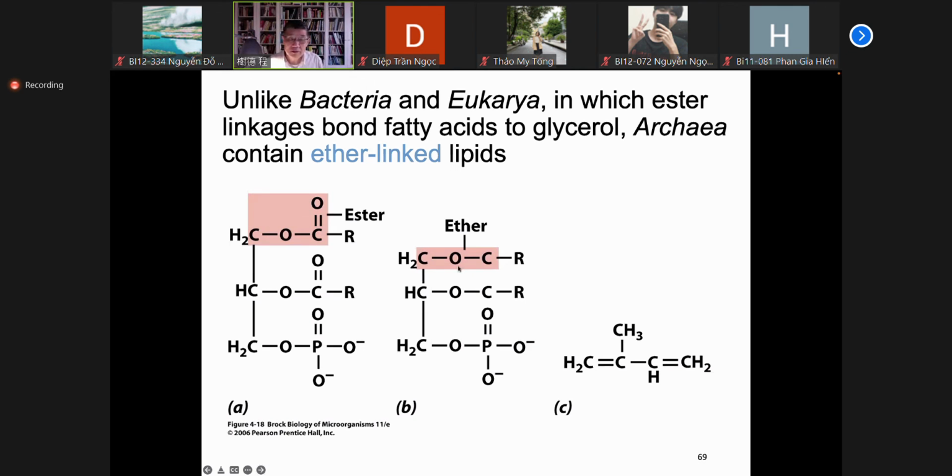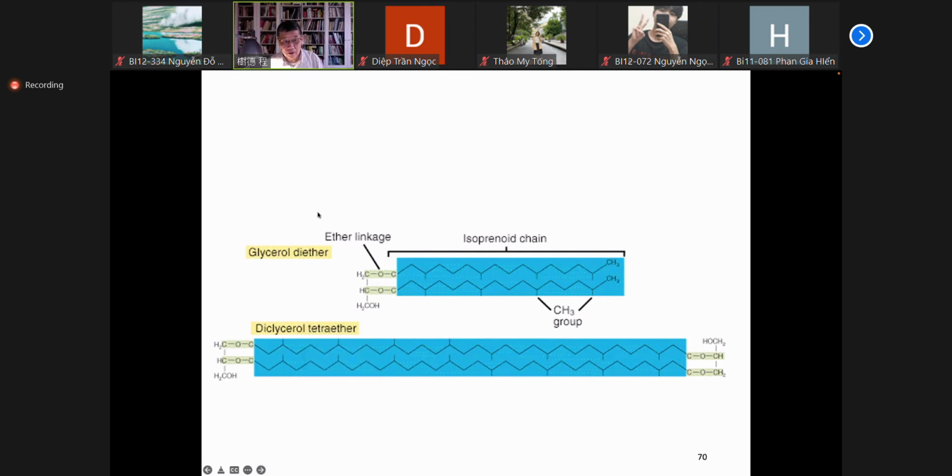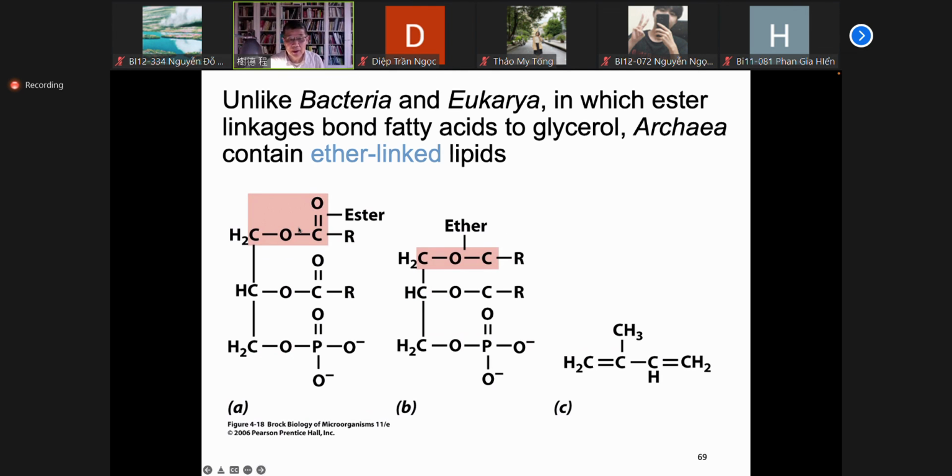the phospholipid is here. This is phosphate, and this linkage is ester linkage. Ester. COO is ester linkage. This is phosphate, glycerol, but it's ether linkage, so it's very different.